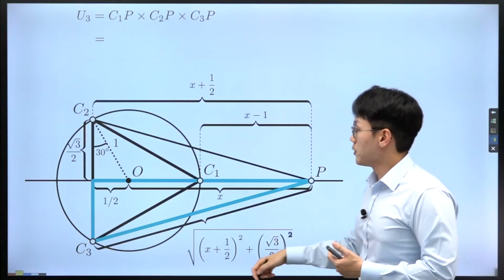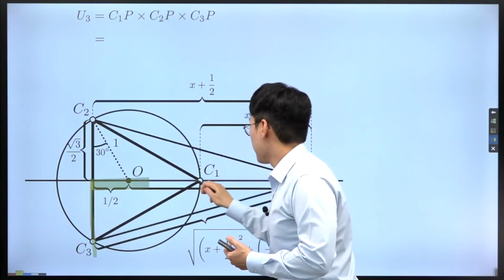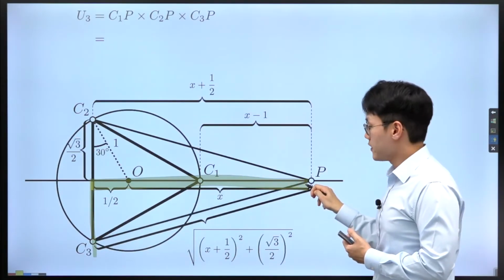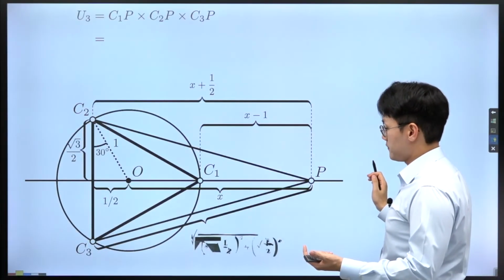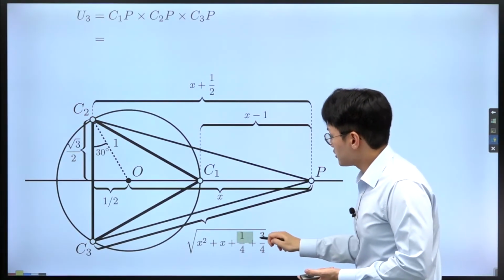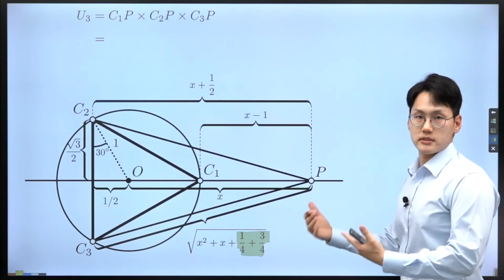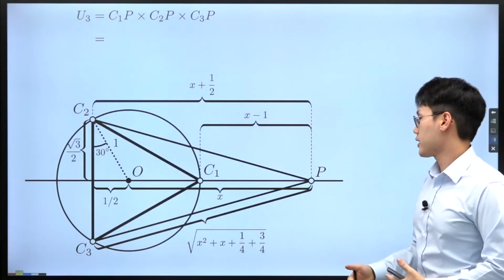So this one is root 3 over 2, and that one is my friend, the x plus half. So I'm using the distance, so Pythagoras theorem on this one. Let's expand and simplify. It gets like that, and then the constant term, if you add them together, will simply become 1. Okay, no problem.